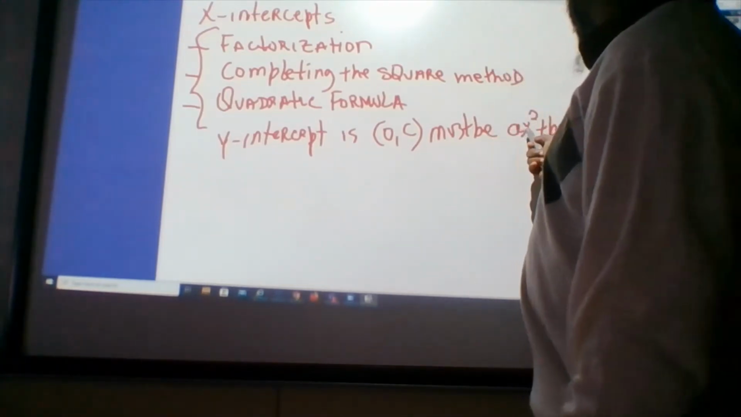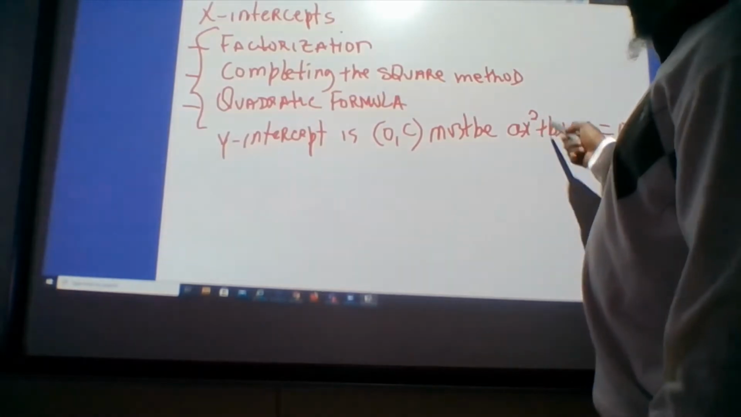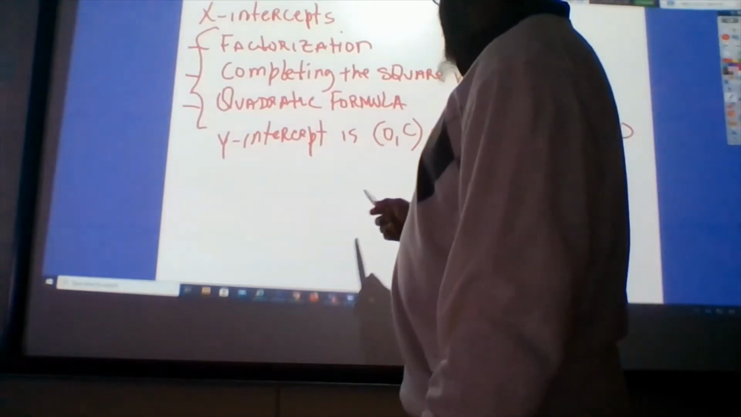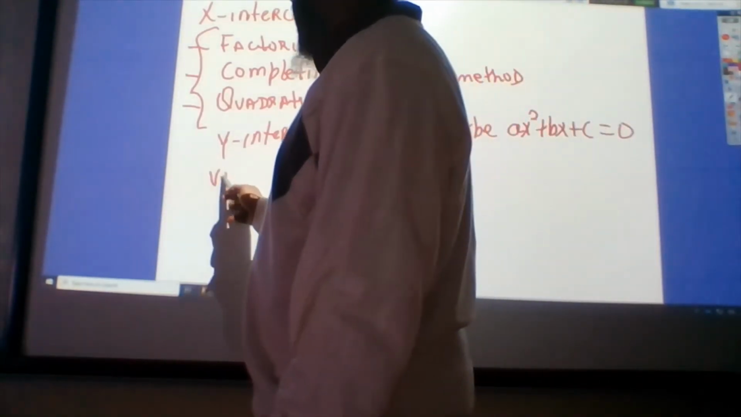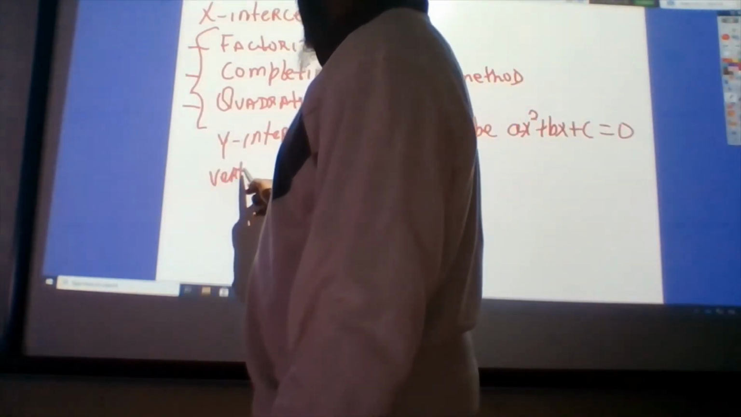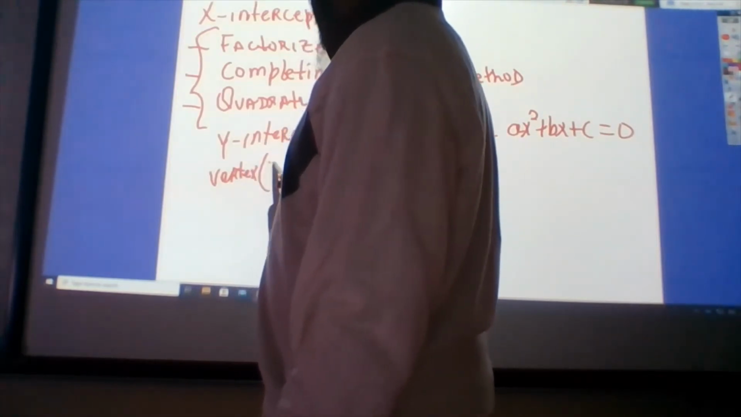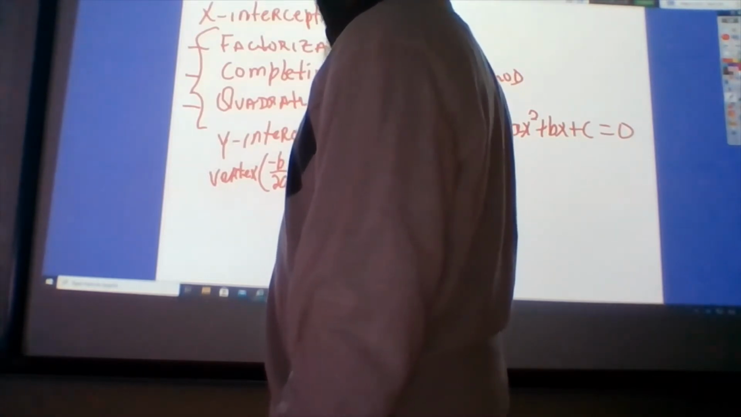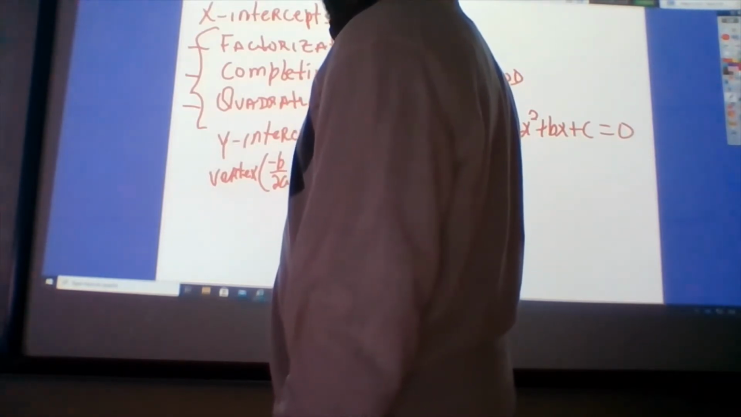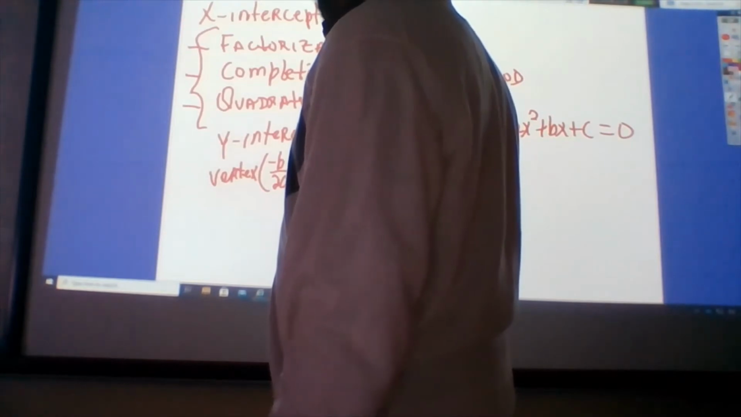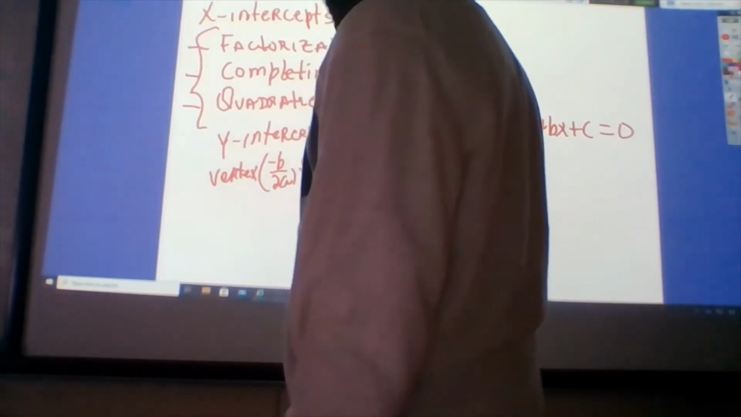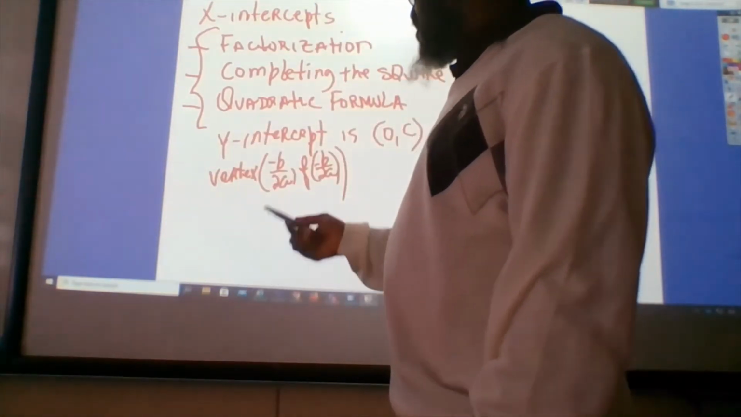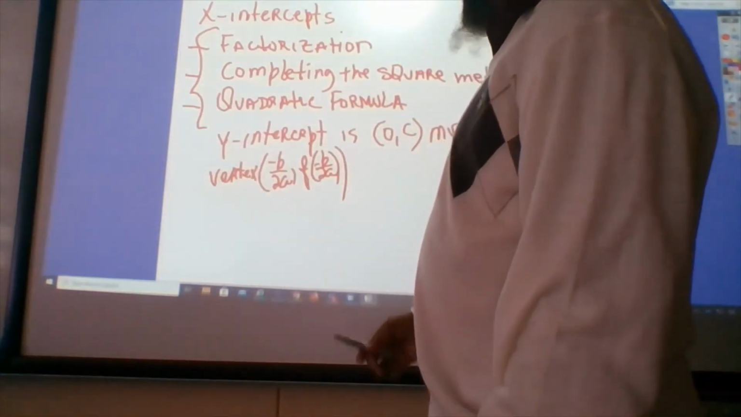So when we replace 0 for x, this goes to 0, this goes to 0, and that will be 0c. All right? The other point is the vertex. To find the vertex, the x-coordinate is minus b over 2a, and to find your y, you take f of negative b over 2a, meaning that you will have to replace that in the original equation, substitute it, and evaluate it. That will give you that.